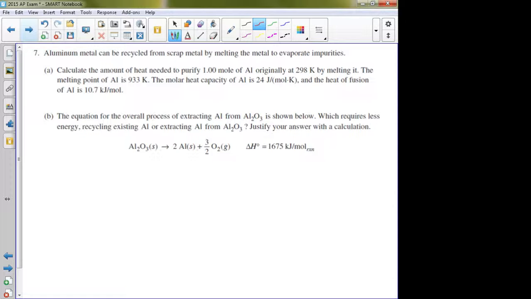Aluminum metal can be recycled from scrap metal by melting the metal to evaporate the impurities. A says calculate the amount of heat needed. So the amount of heat that I need to purify 1 mole of aluminum, originally at 298 Kelvin, by melting it. The melting point of aluminum is 933 Kelvin. The molar heat capacity of aluminum is 24 joules per mole Kelvin. And the heat of fusion, what does fusion mean?